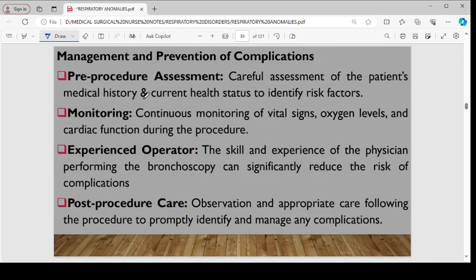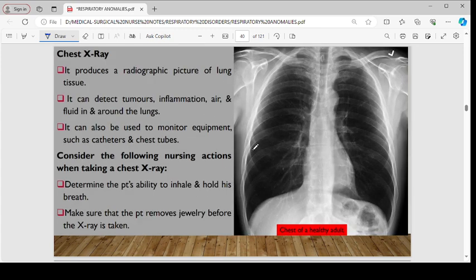So in terms of managing, you have to do the pre-procedure assessment, so that we have careful assessment of the patient's medical history and current health status to identify any risk factors. You have to do continuous monitoring of the vital signs, oxygen levels, and cardiac function during the procedure, and you have to ensure the procedure is being performed by an experienced physician, right? So that we limit the amount of complications that we might predispose the patient to.